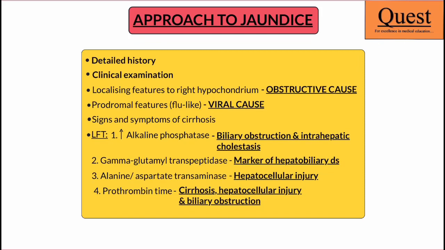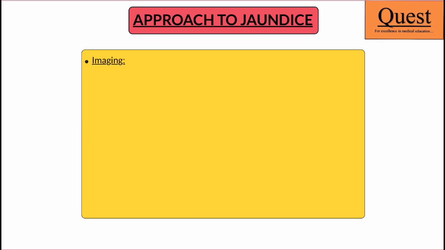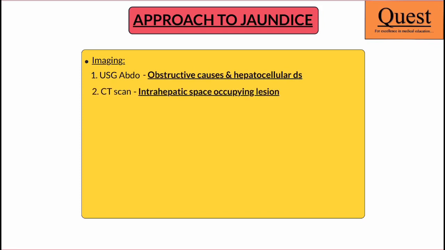Finally, all patients of jaundice should undergo an imaging test, and the first test of choice here is the ultrasound of the abdomen. This is especially helpful if there is an obstructive cause to jaundice and also in some hepatocellular disorders. CT scans are not always required, but if you are suspecting an intrahepatic space-occupying lesion, CT scan would help us to delineate better. Similarly, if you want to look at the biliary tree, tests like MRCP or ERCP are better than the ultrasound.